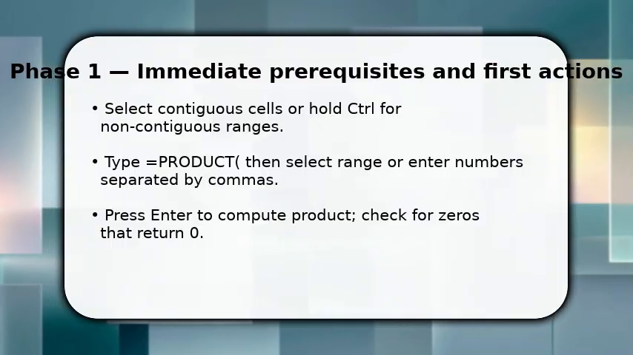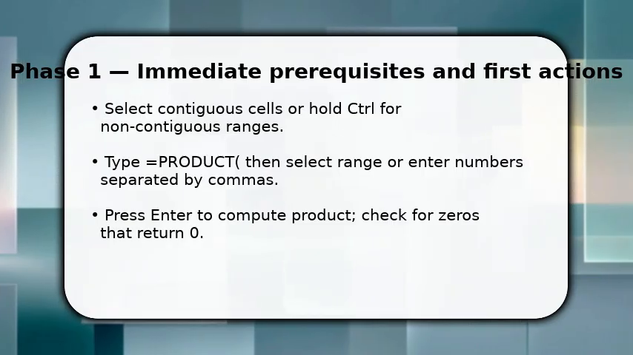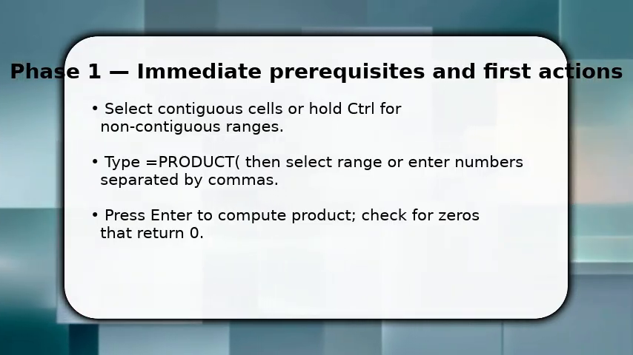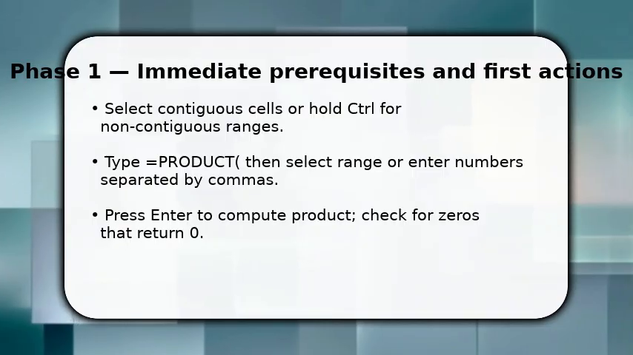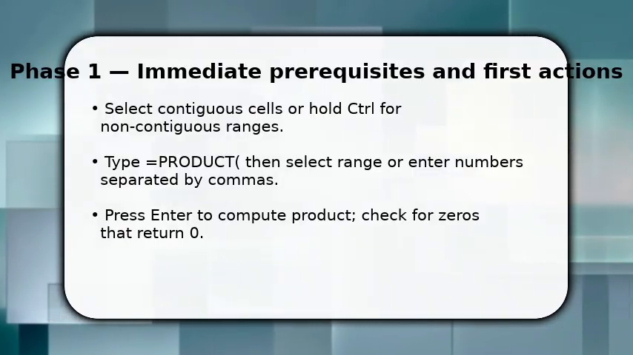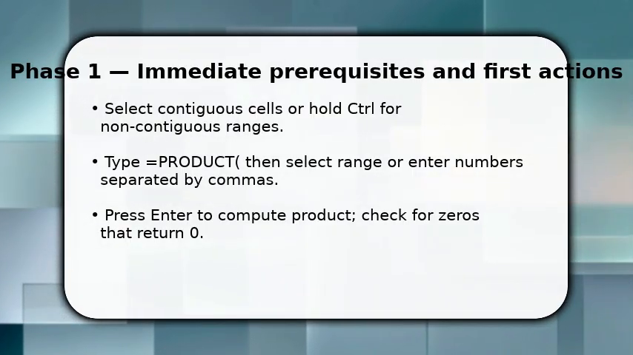You start by confirming your input. Make sure each cell contains numbers and no text. Once done, click the cell where you want the result and type =PRODUCT(. This tells Excel to multiply values.